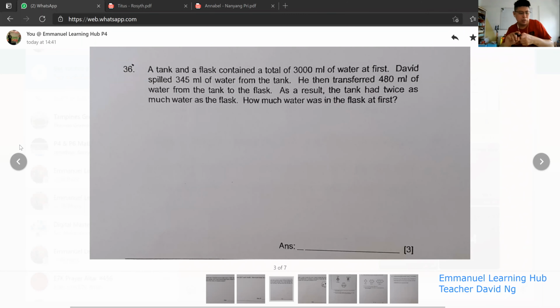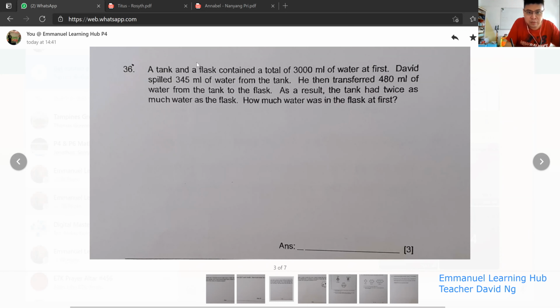Okay, now we're going to take a look at the last few questions. You have your question 36. It says that a tank and a flask contain a total of 3,000 ml of water at first. David spilled 345 ml of water from the tank. He then transferred 480 ml of water from the tank to the flask. As a result, the tank had twice as much water as the flask. How much water was in the tank at first?